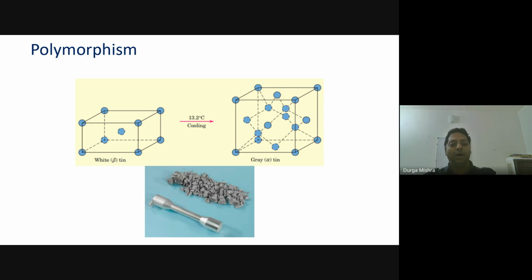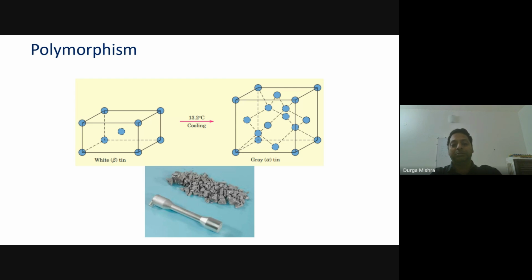Now if we cool it down, so if it goes below 13.2 degrees Celsius, now you have a very different, distorted FCC kind of tin, which is called gray tin. So this is a BCC, the white tin, which is BCC, and it goes to this distorted FCC kind of thing. So cubic, but a different crystal structure, and that changes its properties completely.